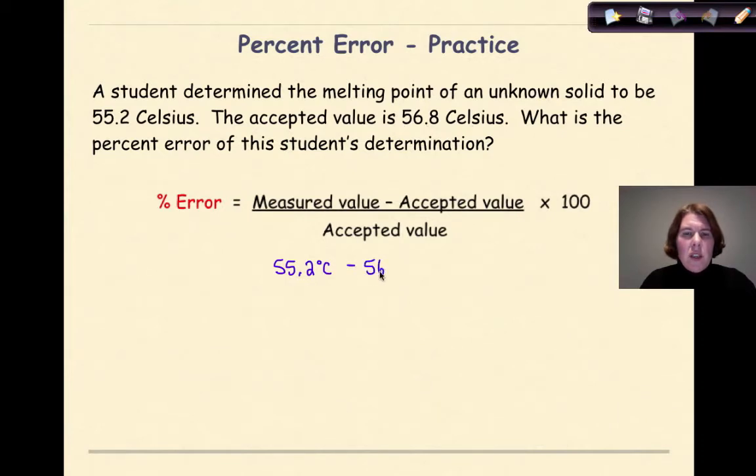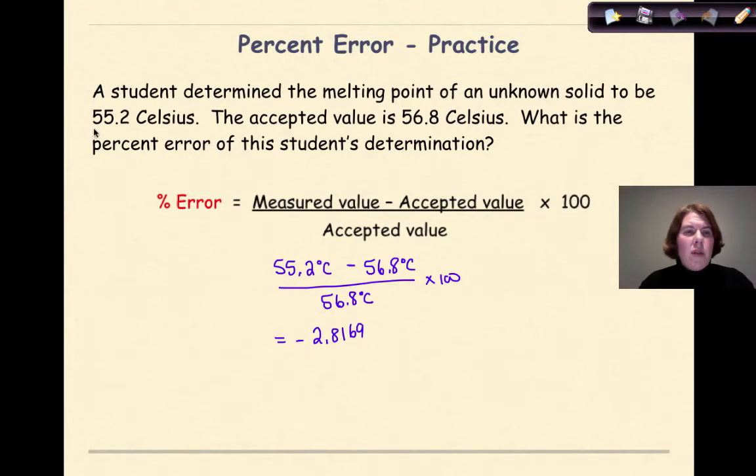So 56.8 degrees Celsius. We're going to divide that by 56.8 degrees Celsius, and then we're going to multiply it by 100. When we do that, we're going to get negative 2.8169%. Now, when I think about significant figures here in my answer, I go back to my original problem.